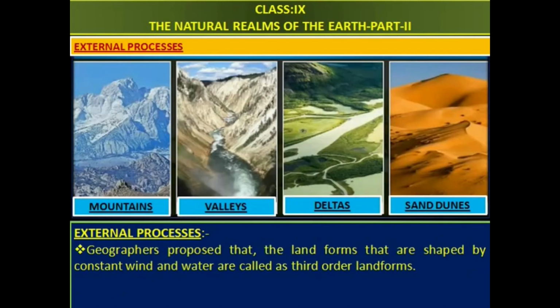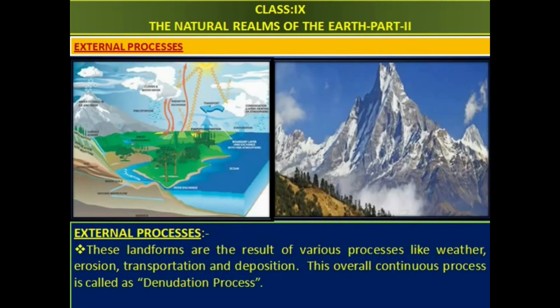Geographers proposed that the landforms that are shaped by constant wind and water are called third-order landforms. These landforms are the result of various processes like weathering, erosion, transportation, and deposition. This overall continuous process is called the denudation process. The lowlands we see today were once mountains and plateaus. Landforms continuously keep on changing due to denudation activities, but these changes occur very slowly.